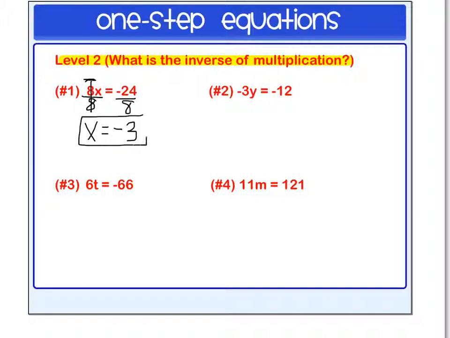I can go through and check my work just like before. I'd come back to my original 8x, and instead of x, I'm going to plug in a negative 3. 8 times negative 3 does give me negative 24, so it does check out.